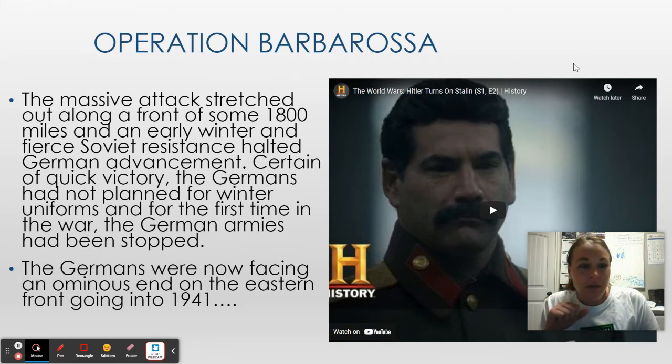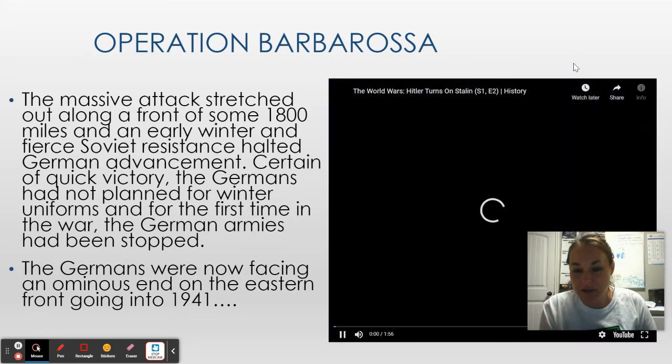And so it is not going to go quickly or smoothly, and the Germans are in it for the long haul, just trying to get into the Soviet Union. And they are facing a pretty ominous realization by the winter of '41 that, okay, this did not go as planned.